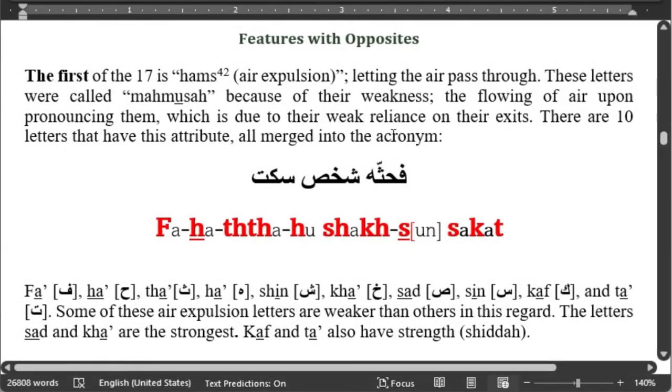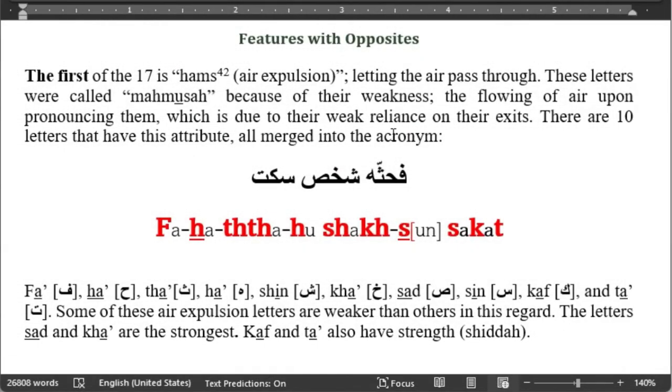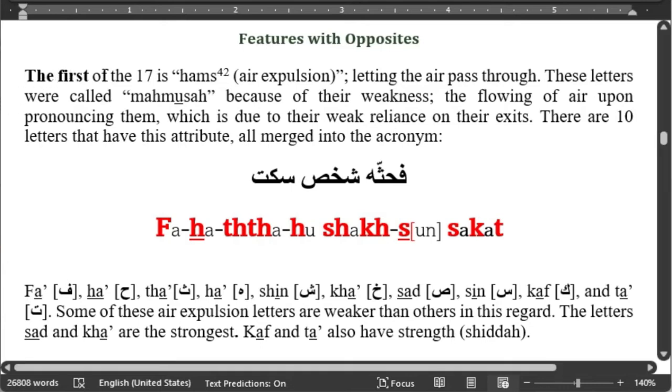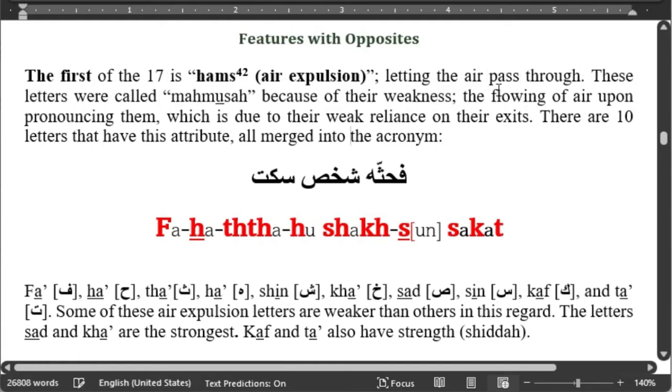Features with opposites. Grab your pen. The first of the 17 is hams, air expulsion, letting the air pass through. These letters were called mahmusa because of their weakness: the flowing of air upon pronouncing them, which is due to their weak reliance on their exits. That means, why is it that the air is getting through?